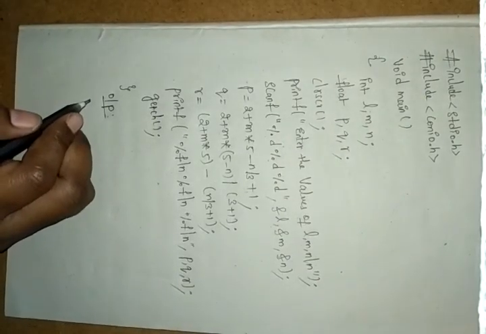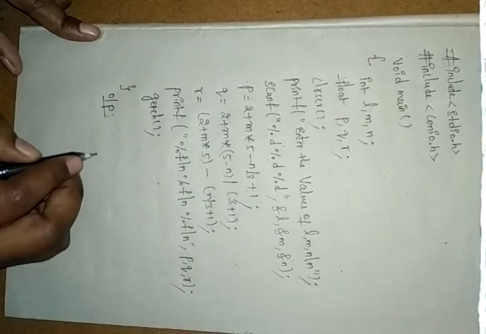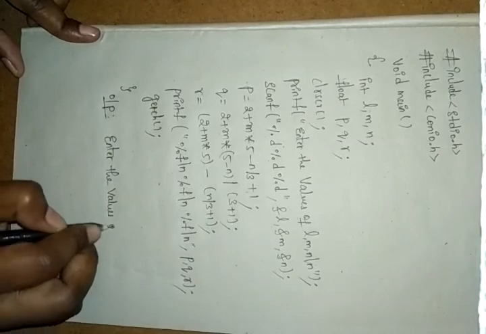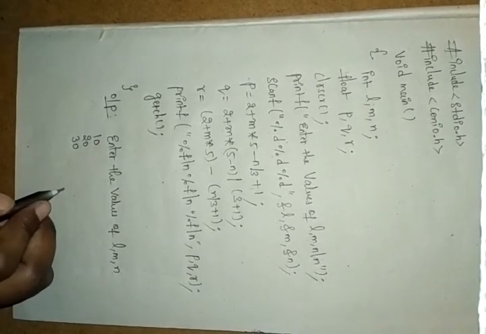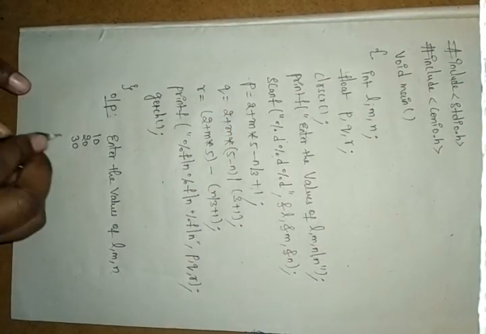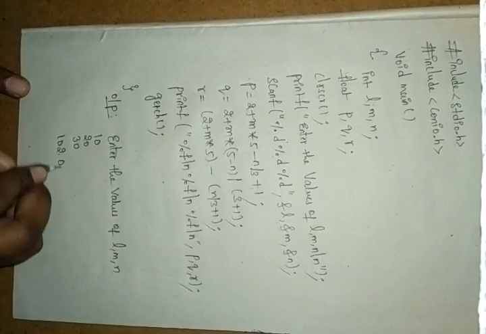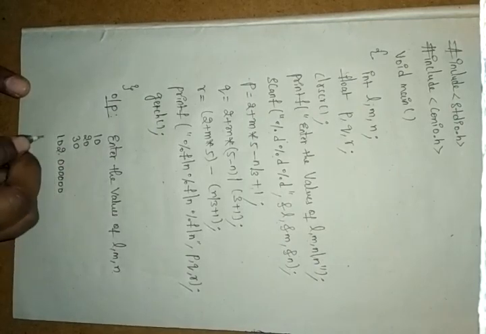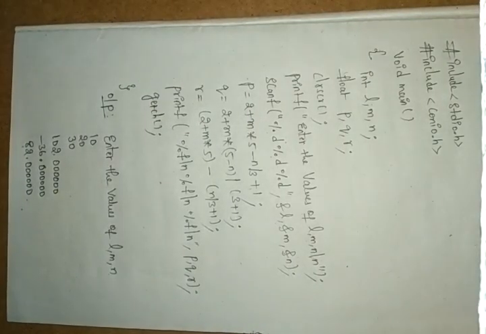Okay, so if you are entering, first it will display the Enter the values of L, M, N. If you are entering the L value 10, M value 20, N value 30, it will display the values. So it is performing the P, Q, R type. Here it is displaying values like 0, 0, 0, minus 36, again zeros. So like this, here it is displaying our output.